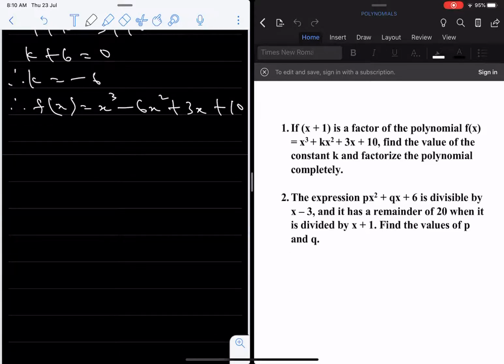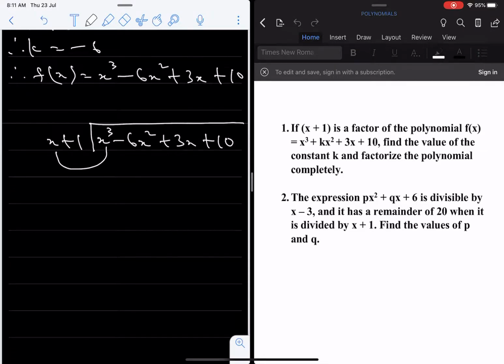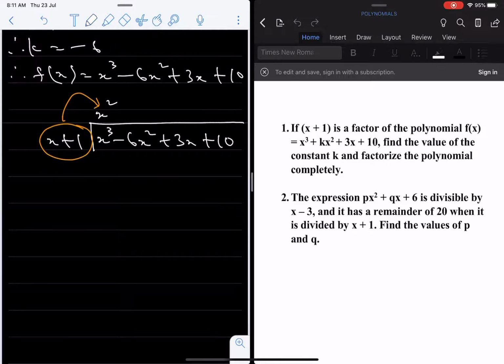Now to factorize f of x completely, we divide it by its factor. x cubed minus 6x squared plus 3x plus 10. We are dividing it by its factor, which is x plus 1. So as usual, we divide x cubed by x. That gives us x squared. And now we multiply the whole of the divisor by that result, which means x times x squared, x cubed, 1 times x squared. Now we subtract.